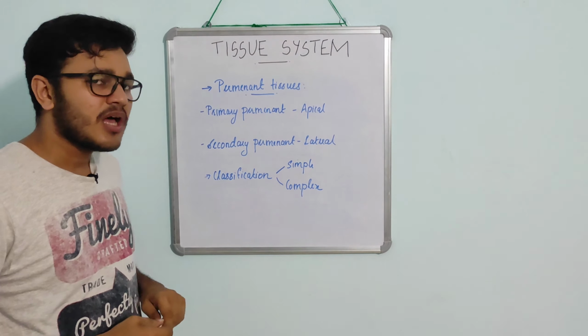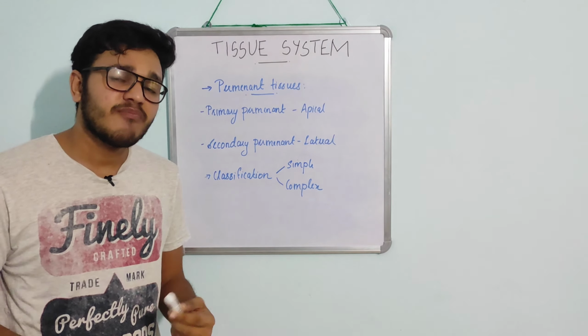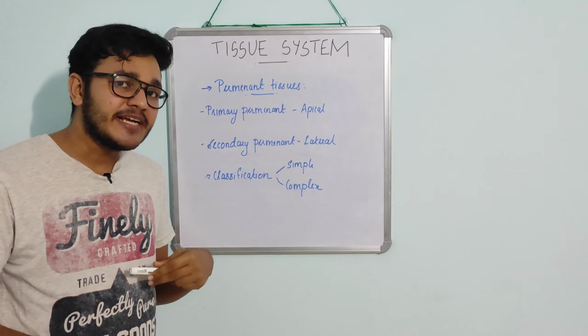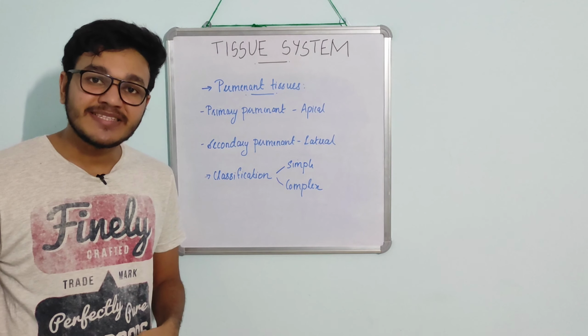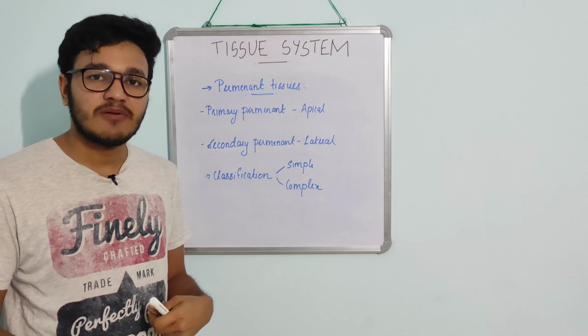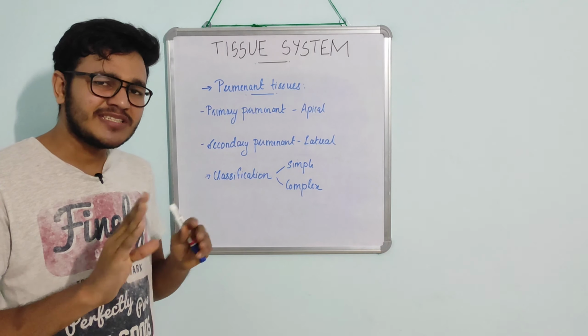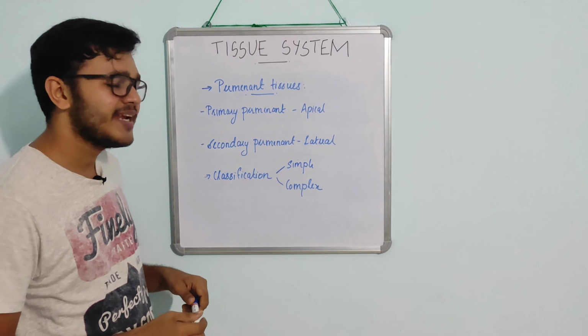Basically, permanent tissues are tissues derived from meristematic tissues. That is, the meristematic tissues lose the ability to grow or multiply, and undergo differentiation and take up a particular function which helps in the sustenance of the plant. Such types of tissues are known as permanent tissues.